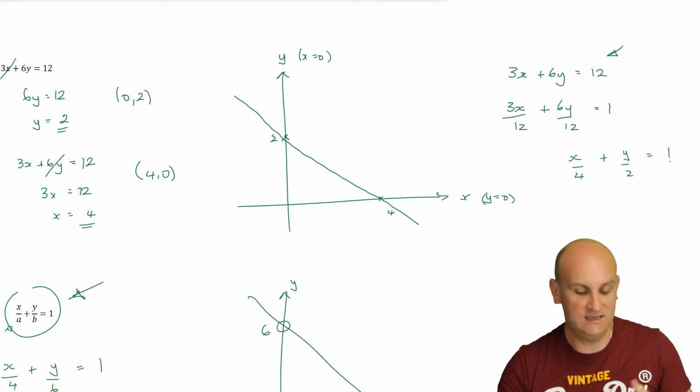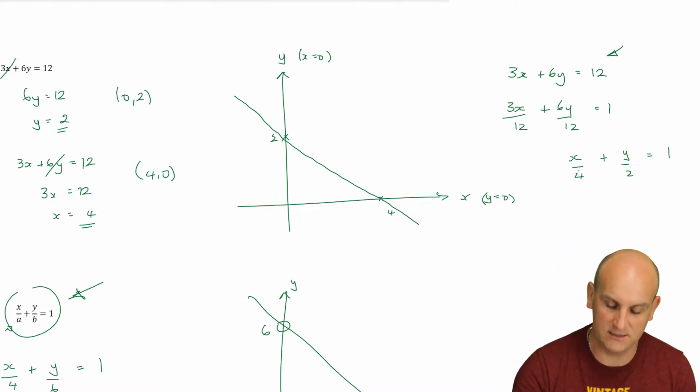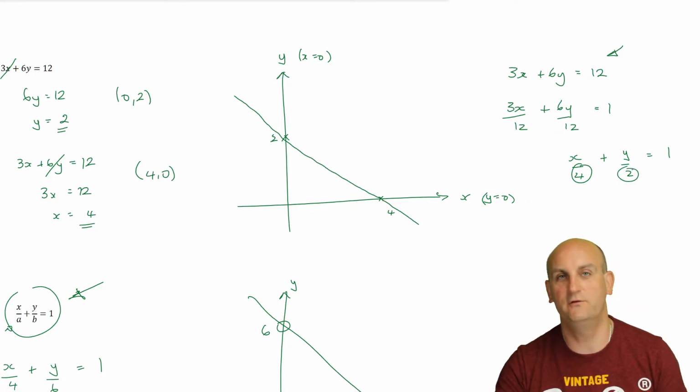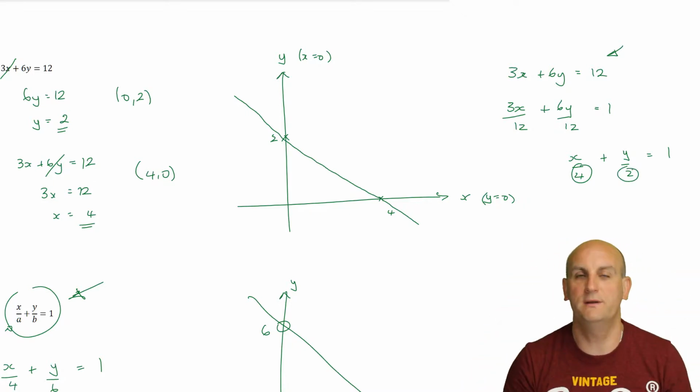And once again, I didn't even have to do that other way. If I could have done this straight away, I know, well, hold on a moment, that x is going to cross at 4, my y is going to cross at 2, and yep, it's all good.